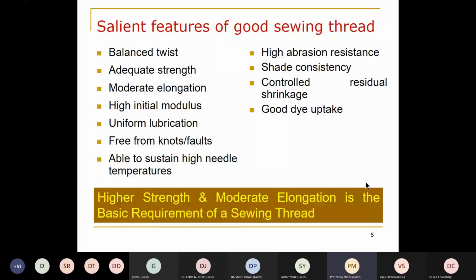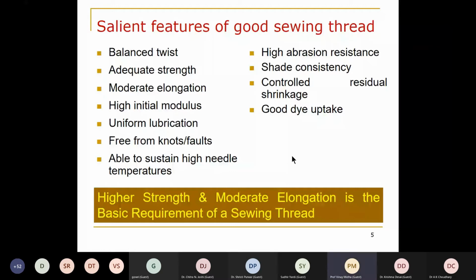Then controlled residual shrinkage should be there, so that after the stitch formation, once the seam has been introduced, the shrinkage should not be high. If the shrinkage of sewing thread takes place, then the fabric will appear puckered. Then it should have good dye uptake also, so that it can match the color of the fabrics. So in a nutshell, we can say that high strength and moderate elongation are required for good sewability, and the other properties are required during the seam performance after the garment has been formed.